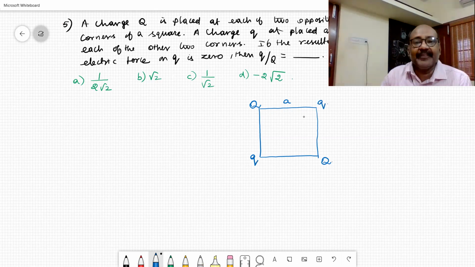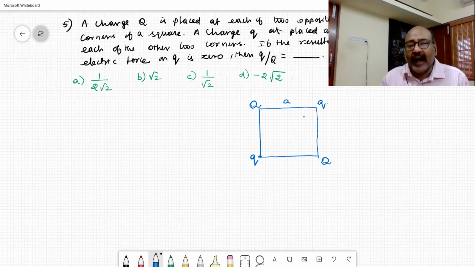What is asked? If the resultant electrical force on small q is 0, then you take any one of the corners, either the top corner or this corner. I am taking the bottom corner here. The net force on this charge small q is 0, it is given. When I am taking this small q, then I can say I am having three forces acting on it. What are the three forces?